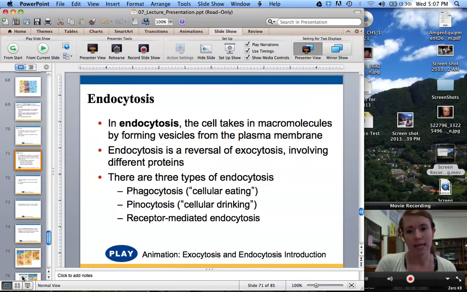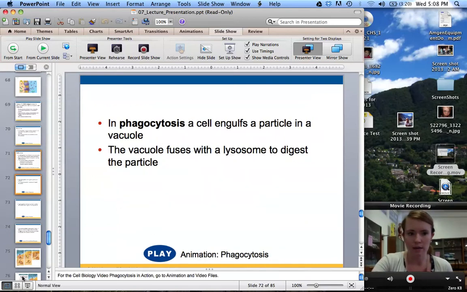There's 3 types of endocytosis that you need to know about. Phagocytosis, which is cell eating. We've already talked about this one, when we form a food vacuole. And then there's also pinocytosis, which is when we take in smaller molecules, liquids, so it's cell drinking. Or then there's receptor mediated endocytosis. This is when we have to use receptor proteins as a messenger to know what we're supposed to take in. So in phagocytosis, a cell engulfs a particle in a vacuole.